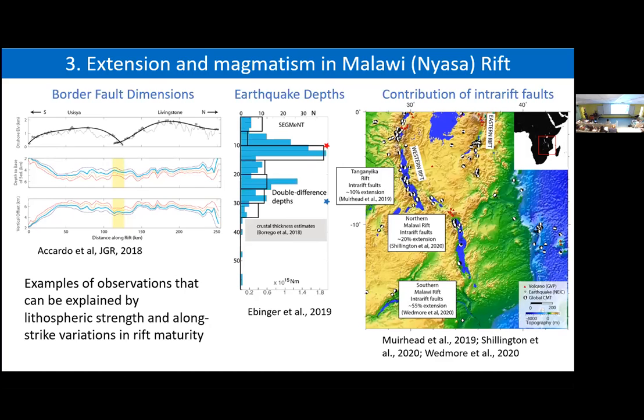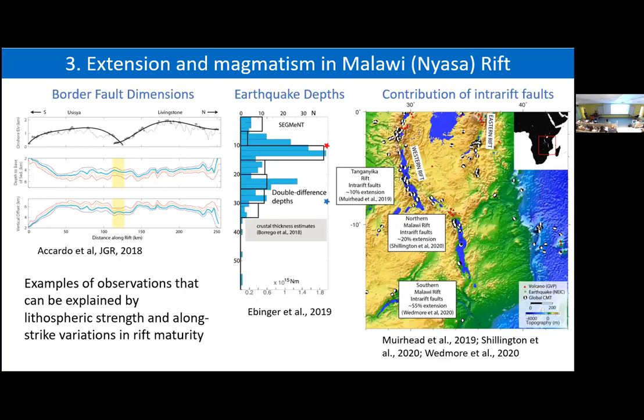The right panel is showing a comparison of the Malawi Rift with studies to the north in Tanganyika, and to the south in the southern part of the Malawi Rift, of what proportion of extension is being taken up cumulatively by intra-rift faults. You can see a nice pattern from maybe less than 10% here in Tanganyika, something like 20 to 25% in the Malawi Nyasa Rift, and then even greater in the southern part of the Malawi Rift.